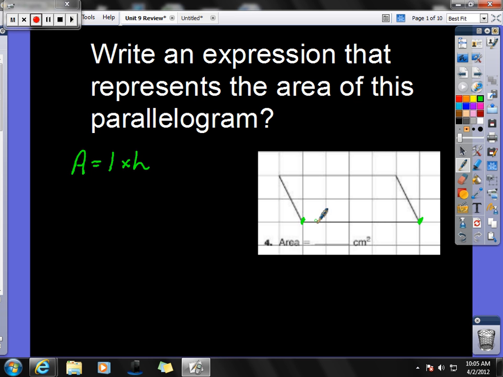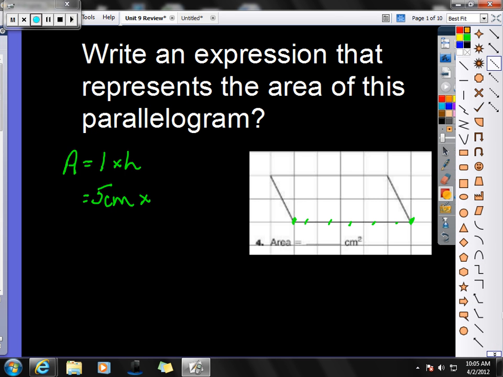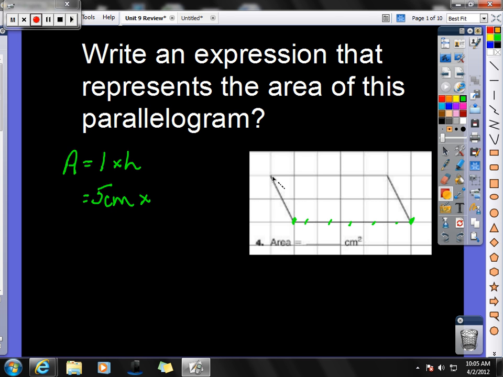We're going to count line segments here, and there's 1, 2, 3, 4, 5. So my length is going to be 5 centimeters times how high. Now, how high is it? It's from the top of my parallelogram all the way down to the base of my parallelogram. So from the highest point, straight down, perpendicular to the bottom. And right here, where it forms a 90-degree angle, is where my perpendicular line is. It would be perpendicular to this line right there if we continued the base that way.